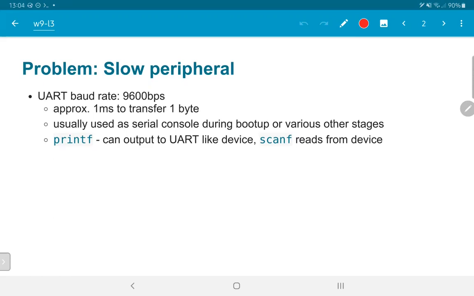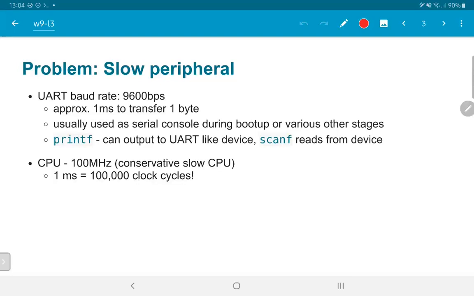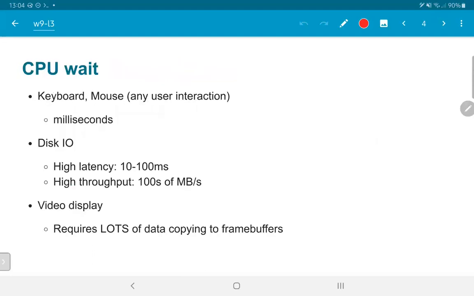Now, the problem is, 1 millisecond for a single byte of data. Even a conservative or a slow CPU would typically operate in the 100 megahertz range, which means that 1 millisecond is 100,000 clock cycles. What happens during this time? So for example, apart from the UART, we could also have other kinds of peripherals such as the keyboard and mouse, which typically have latencies in the order of milliseconds.